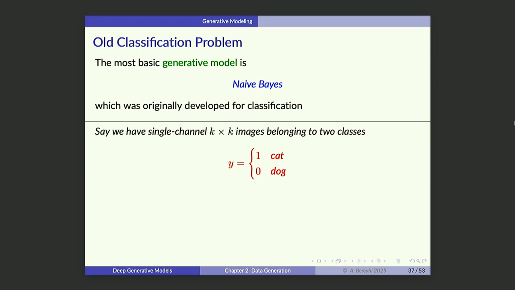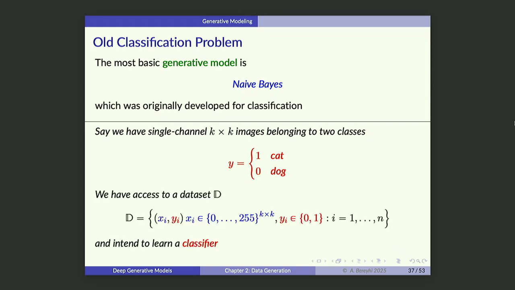So let me first give you the simplest form of the problem. So it's just the classification problem. I have cat or dog. I'm going to label image of cat by 1, image of dog by 0. And then I assume that my image is a gray image, single channel, k by k pixels. Okay? So very simple problem. I get this k by k image. I want to find out what is the label of that guy, right?